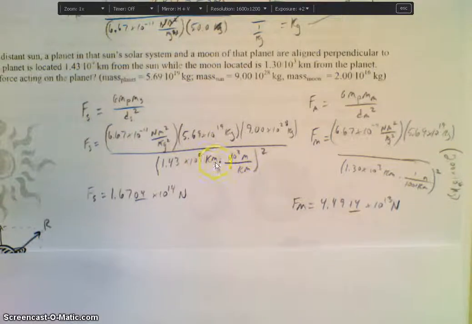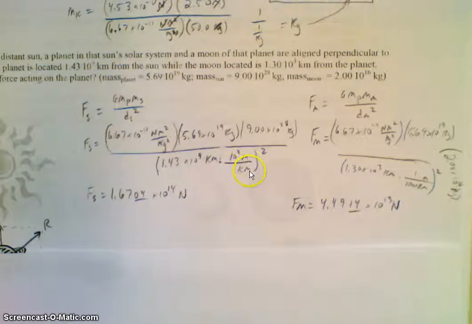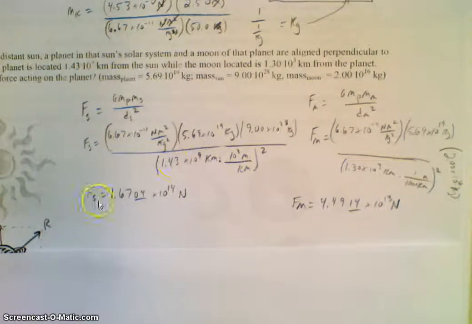Check this right here. Make sure that your distance unit is in meters. Again, right here we have newton meters squared per kilogram squared, so our masses need to be in kilograms, and our distances need to be in meters. So that's important for you to make sure we do that conversion before we square it. This is what I got for the force from the sun.